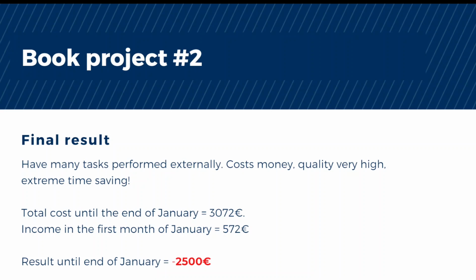As you can see, total costs until the end of January: 3,072 euros, and the income in the first month of January was 572. So the result until the end of January was a negative profit of 2,500 euros. So keep this in mind. If you are creating a very good, high quality, high content book, you have a lot of costs in the beginning, but it will pay off over time, during the years, because the book project will sell very well.